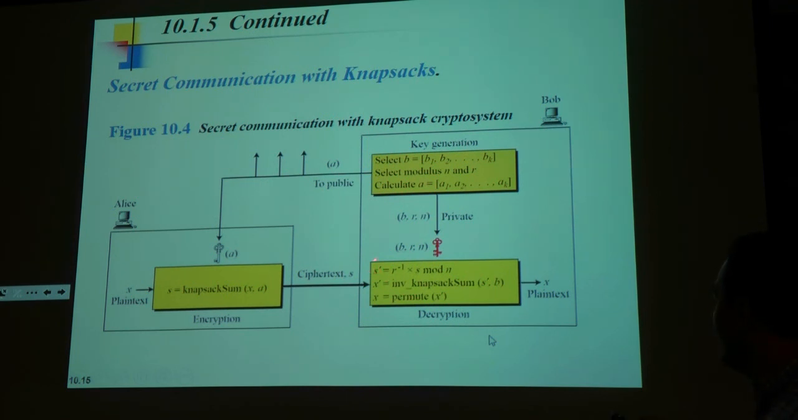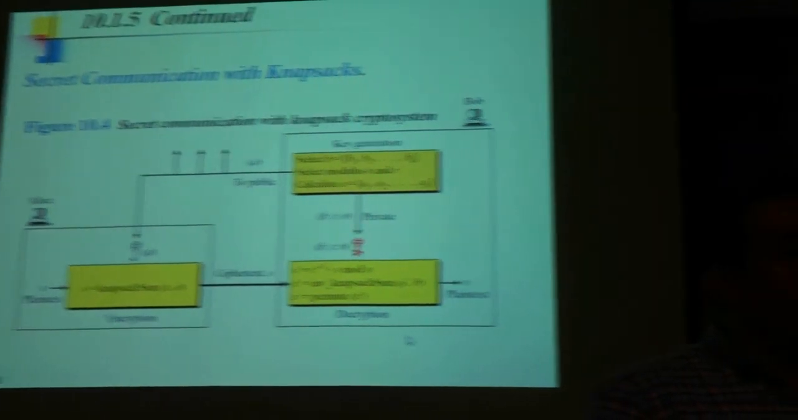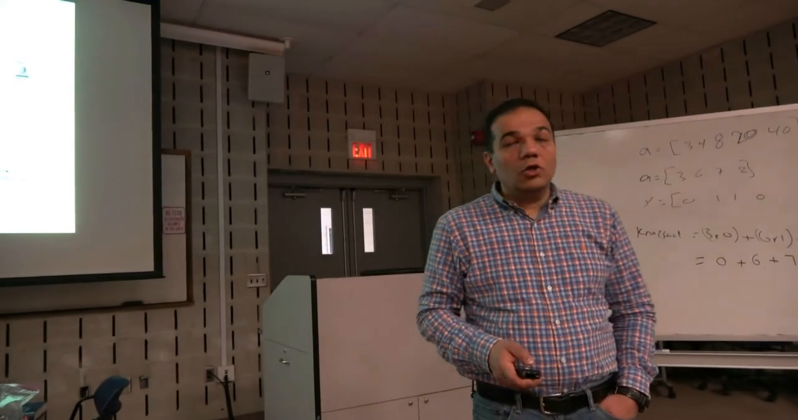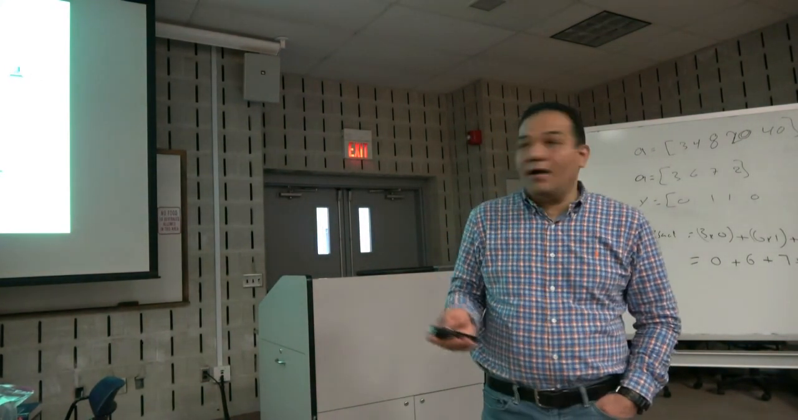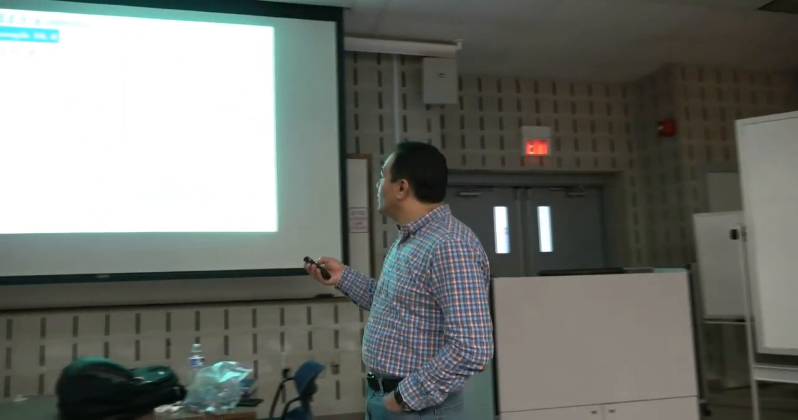So for example, you start with S prime equals R inverse times S. Where is R? It was selected as private. What is S? It's the message delivered, right? Then X prime inverse, and then X permute for X, okay. So an algorithm for generation, an algorithm for encryption, an algorithm for decryption, public key, private key. All right? What made it possible is the trapdoor we have created. So this is an example. This is a trivial example.